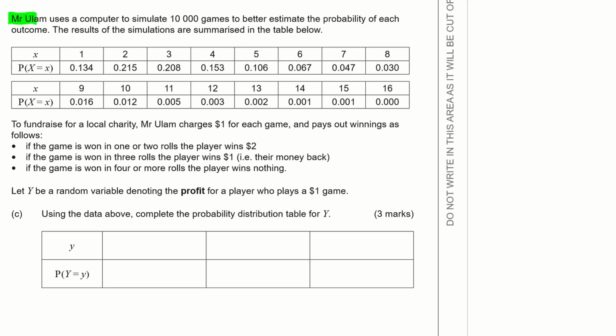So, Mr. Ulam uses a computer to simulate 10,000 games to better estimate the probability of each outcome. The results of the simulations are summarized in the table below. I'm not going to go right through that. We'll pick out what we need.